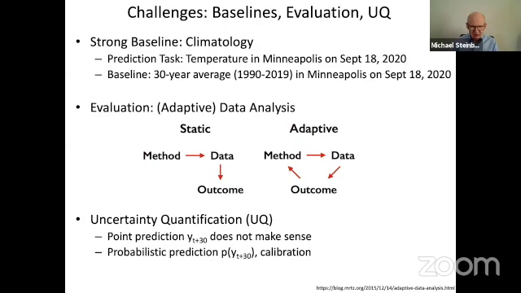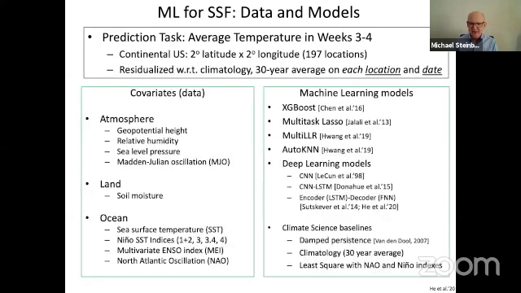Okay. Second question. On ML for SSF data and model slide, can you explain what residualizing with respect to climatology means?